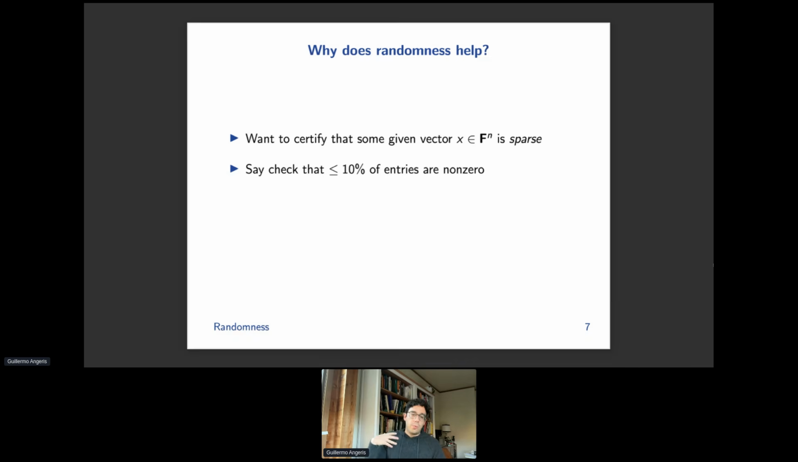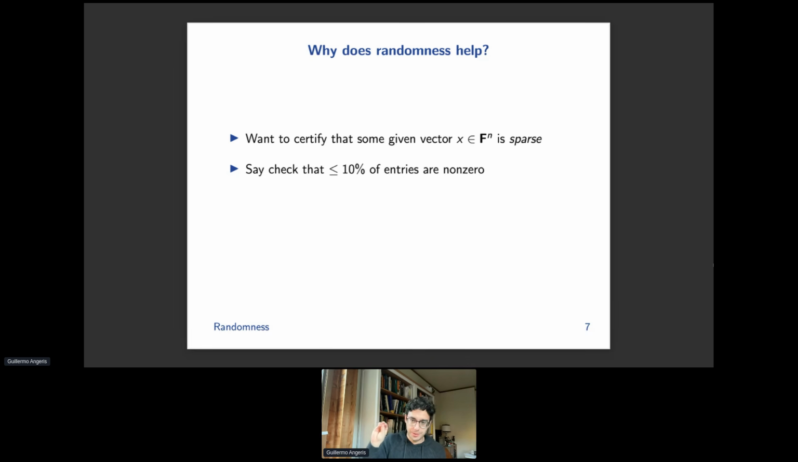So one very concrete example is going to be the following. We want to verify something. We are given some vector x. This vector x is sitting in some server somewhere, and we're allowed to access it. We want to verify that that vector is sparse, in other words, that most of its entries are equal to 0. So we want to, for example, verify that at most 10% of the entries of x are non-zero. So in particular, 90% or more of the entries of x are equal to 0.